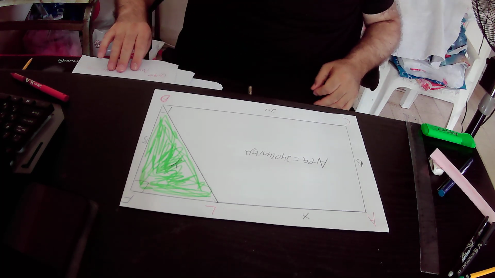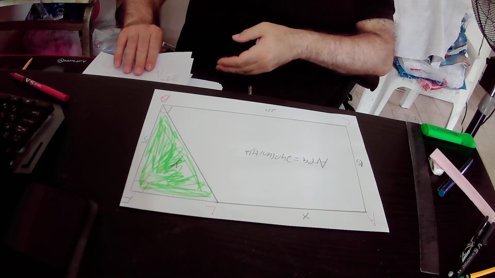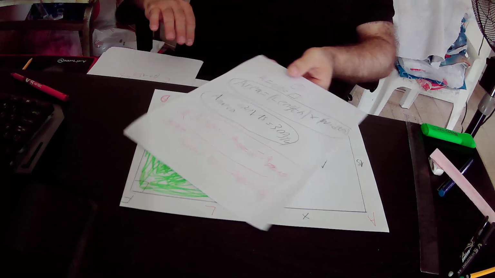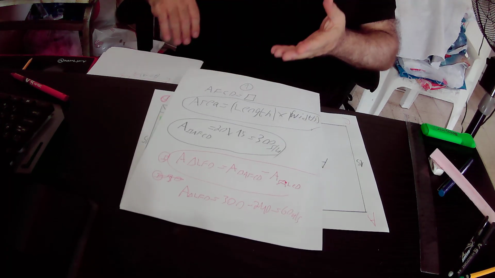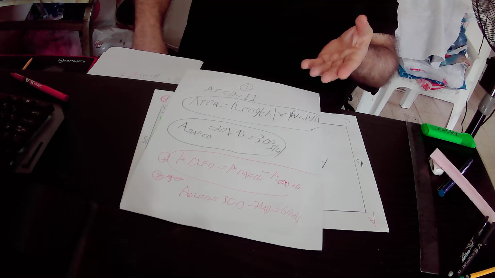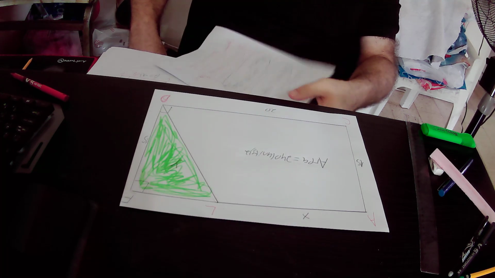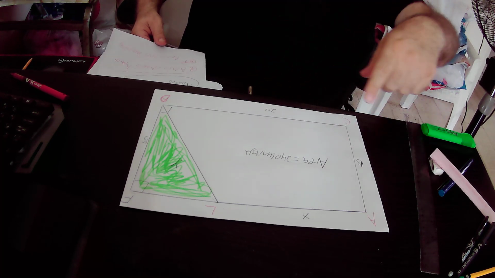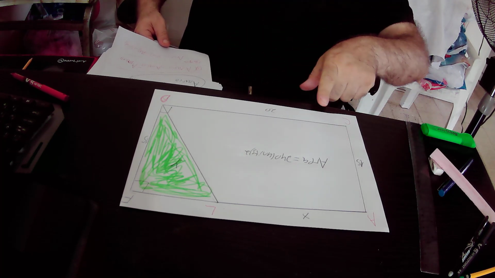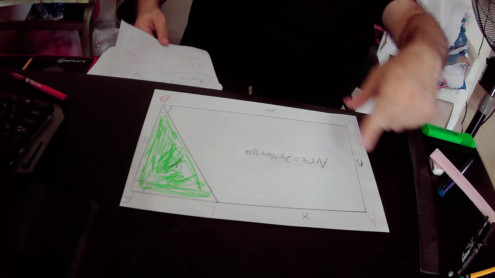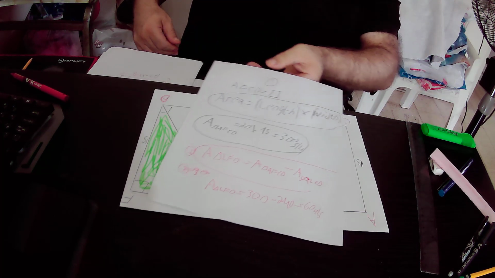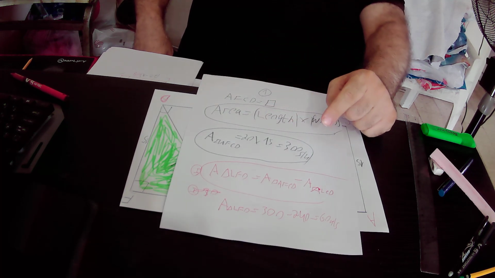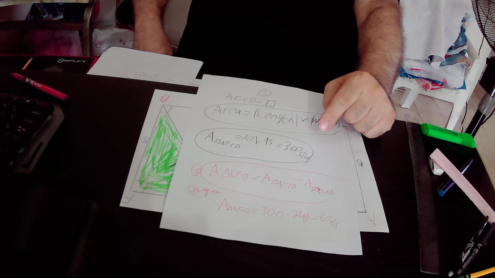And we know that the formula for the area of any rectangle equals the length of the rectangle times the width of the rectangle. And we know that this rectangle AFCD, the length is 20 units and the width is 15 units. So the area of rectangle AFCD is 20 times 15, that is to say 300 square units.